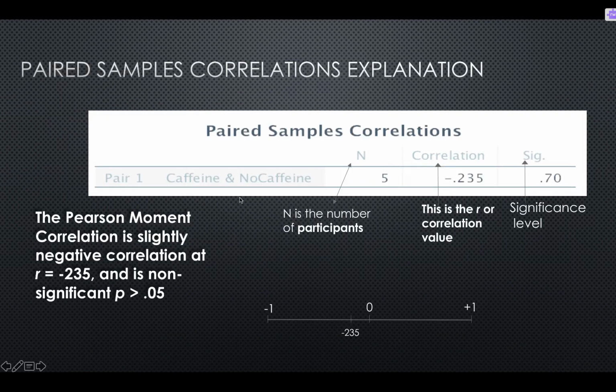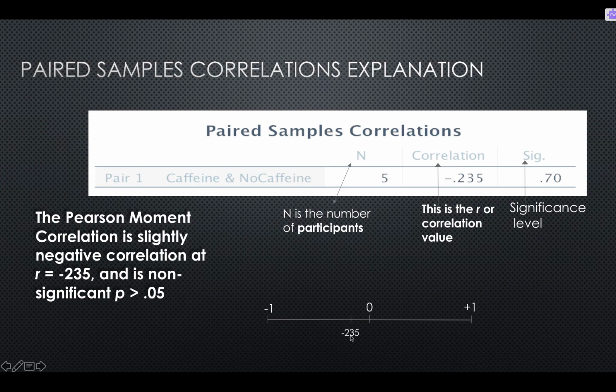So let's look at our correlation for the caffeine and no caffeine. I have changed the numbers from the example video to give you a greater vision of it, because the other one puts you real close to being no correlation. Okay, the Pearson moment correlation is a slightly negative correlation. R equals negative .235 and is non-significant at above 0.05. So we have 5 participants and we don't have to worry about this. This is the number. This is the R value. This is your correlation number.